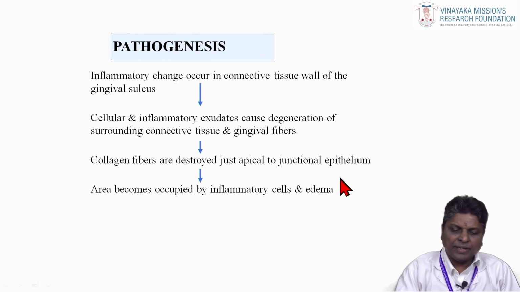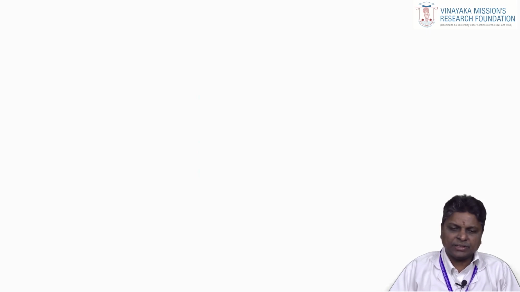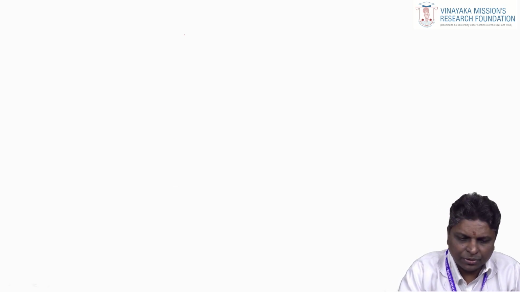At last, the inflammatory cells infiltrate and edema takes place, with polymorphs and neutrophils, etc. These are the four steps in the pathogenesis. We want to discuss how this takes place in that area. You can see it here.